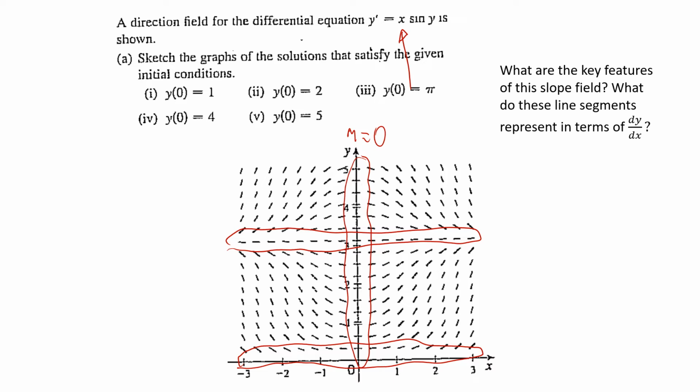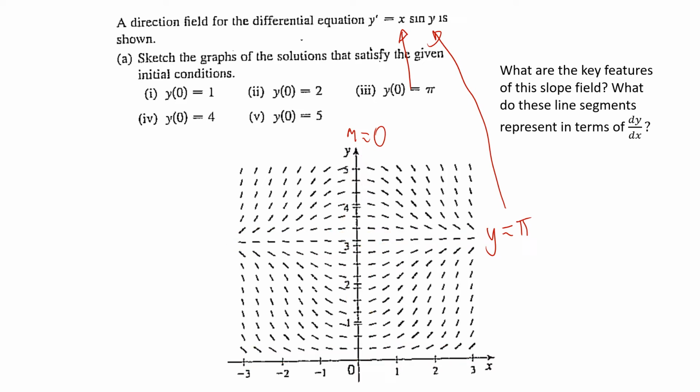So I thought that just might be interesting to have a look at. So obviously that would be the line y equals pi, because of course when y is equal to pi, sine y is equal to 0, therefore dy dx is equal to 0. All right, let's take all of this and rub it out, get rid of it all, and let's start to look at some solution curves.